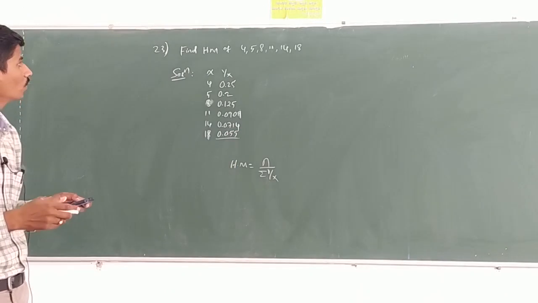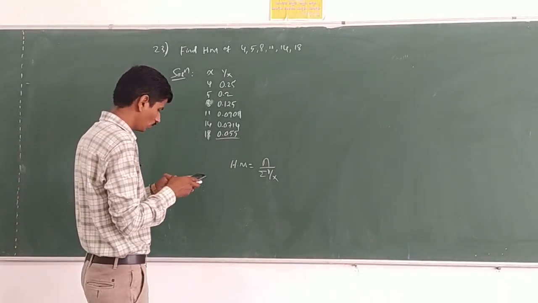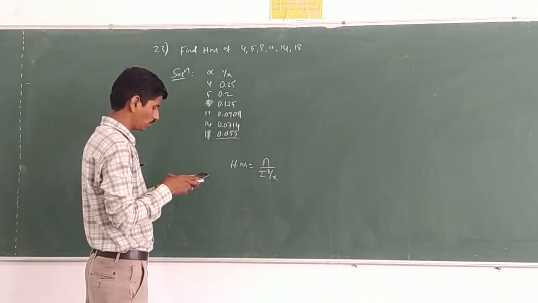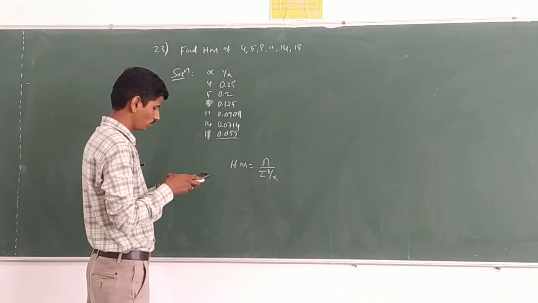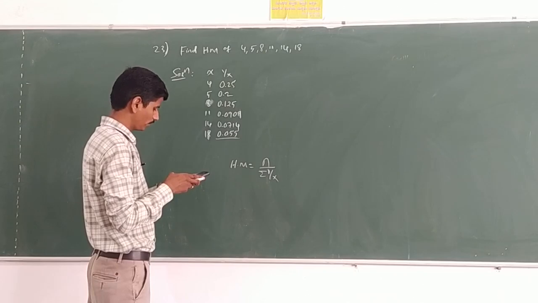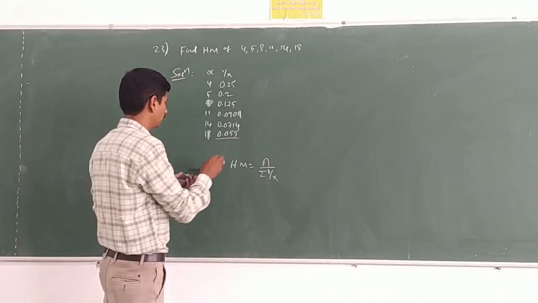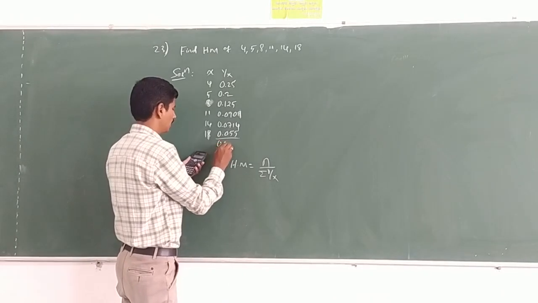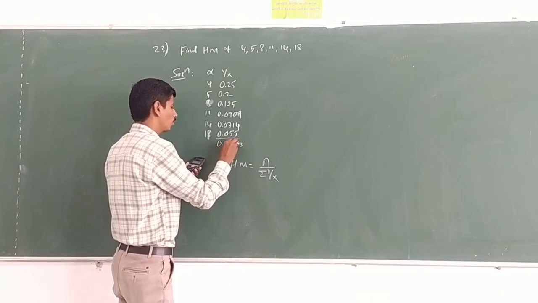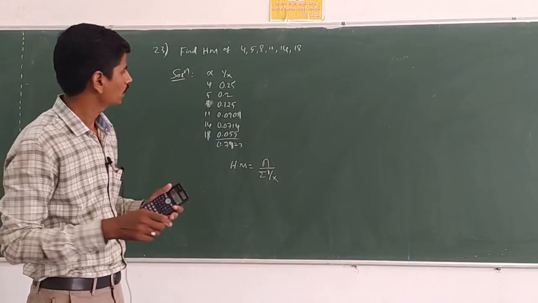We want the sum of 1 by x, so we add: 0.25 plus 0.2 plus 0.125 plus 0.0909 plus 0.0714 plus 0.055. Then we will get 0.7923. Then we have to substitute the values.